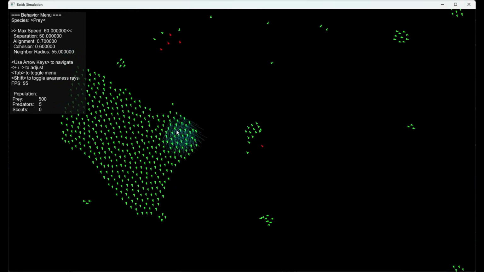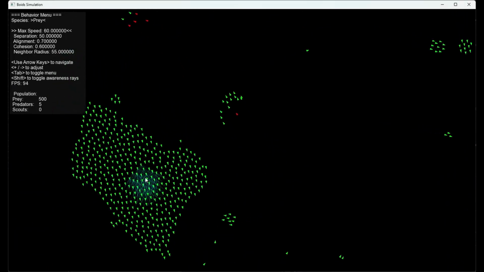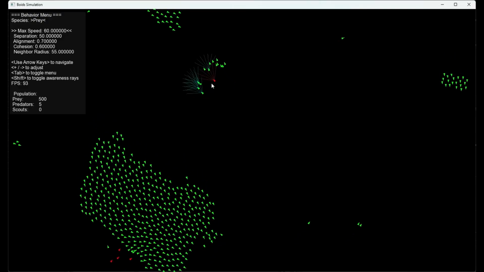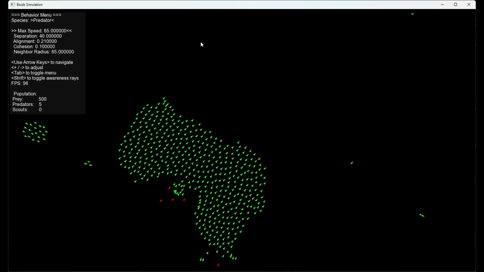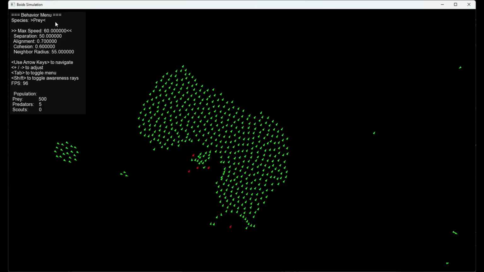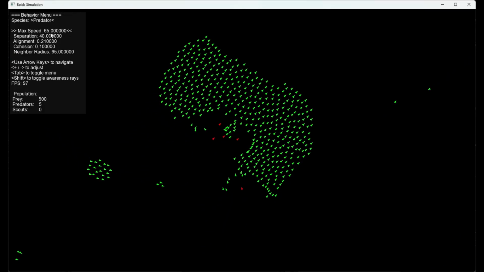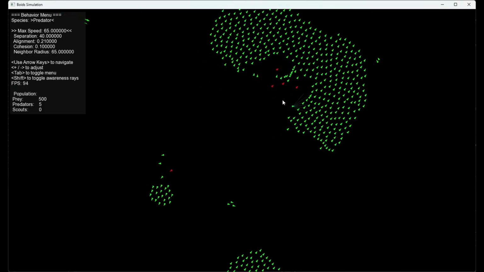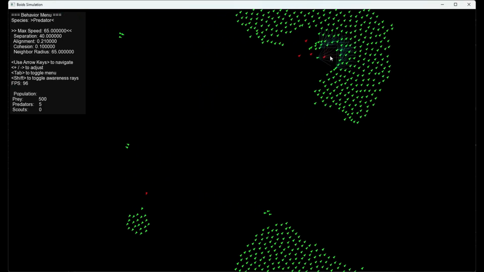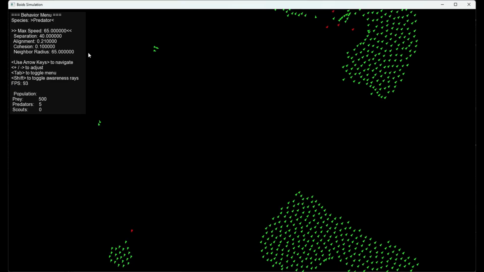So this simulation is the same as before. We have 500 prey who are green, and we have 5 predators who are red. And they each have different attributes. The prey has a speed of 60, and the predator has a slightly faster speed at 65. So you'll see when prey start moving in, the predators spread out.